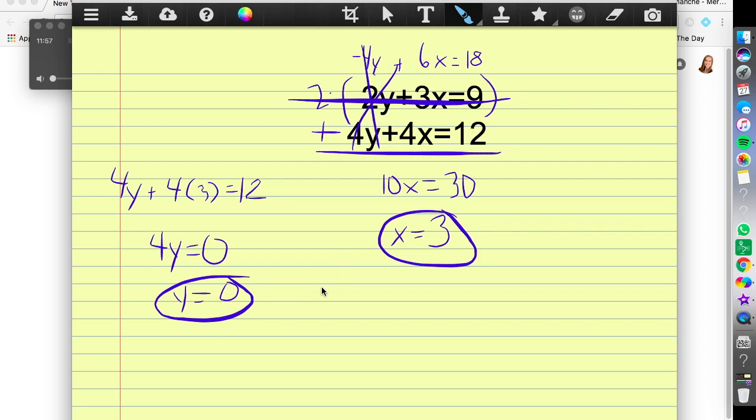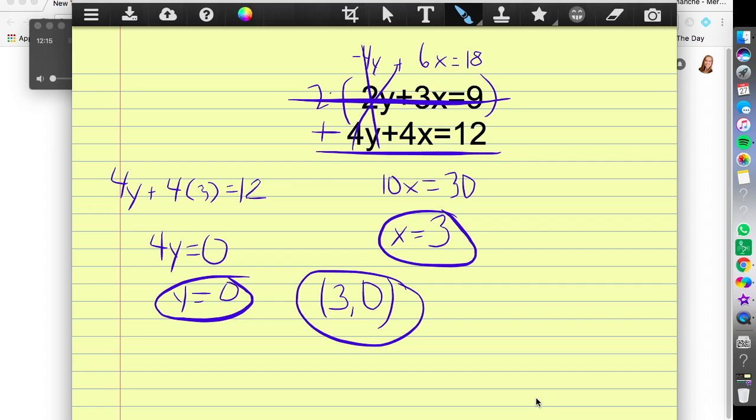And like always, we're going to write our final answer in the form of a coordinate point. So we write our 3 for the x value first, and then 0. So our final answer would be (3, 0), meaning that x is going to equal 3, and y is going to equal 0. And that would be our final answer there.